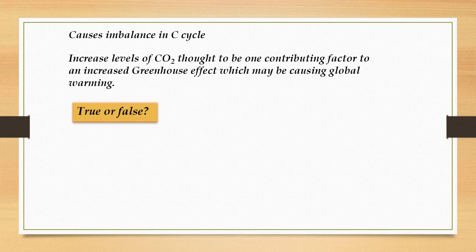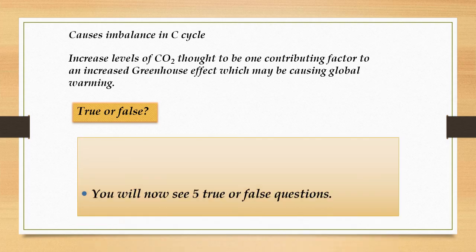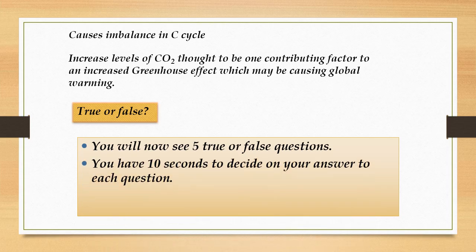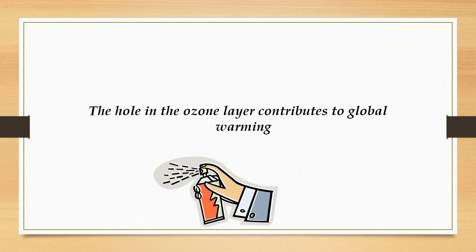The next few slides, we're just going to go through some true or false questions to see if you have a comprehension of the causes and effects and possible solutions around the greenhouse effect. Basically 5 true or false questions. You'll be given 10 seconds to decide your answer to each question, and we'll look at the answers at the end. First question: the hole in the ozone layer contributes to global warming. Is that true or false?